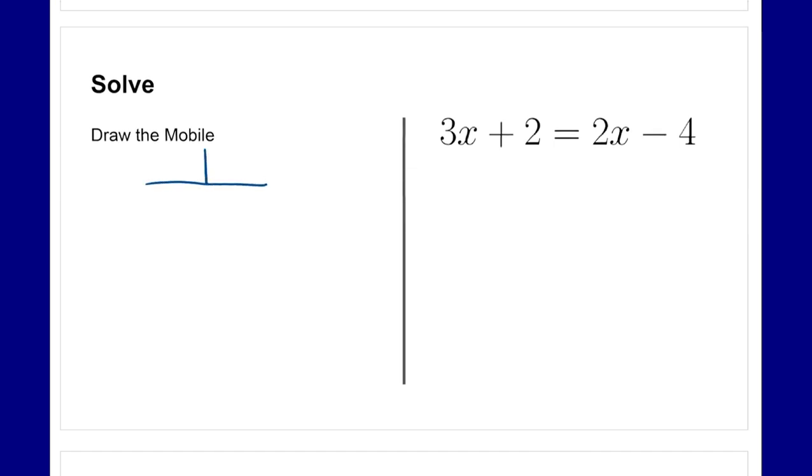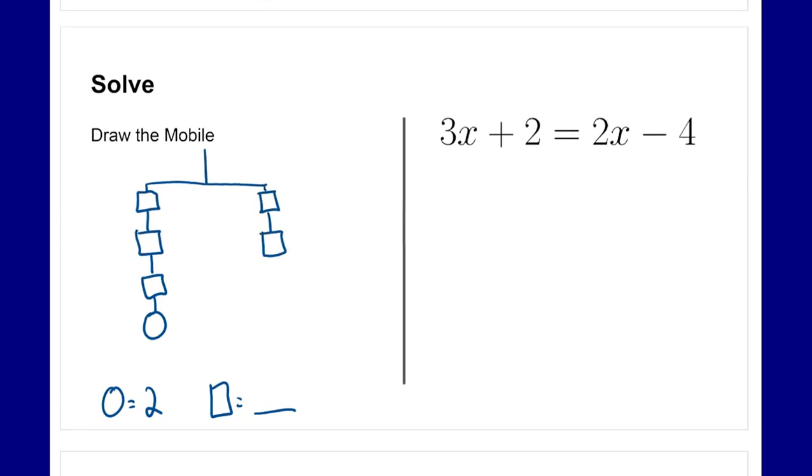let's draw it as a mobile. So 3x, okay, well I can represent that. Maybe I'll do 3 squares. And then plus 2, I'll do a circle. So I'll have one circle equal to 2. The square will equal an unknown. I have my left side, my right side. I have 2 unknowns. So 2 squares minus 4. Right, so to represent negative 4, let's say we have triangles. We'll have 2 of them.